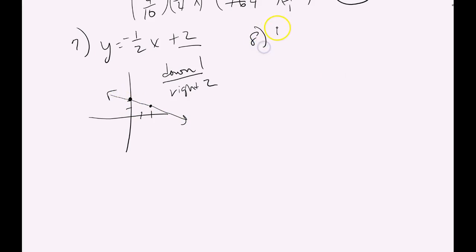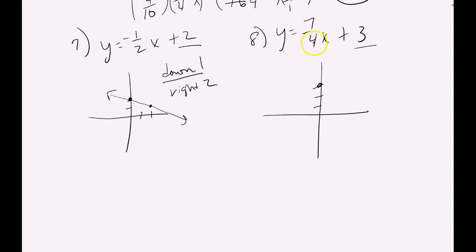Number 8, also already in the correct form. That form is called slope-intercept form. So we started our intercept, and this one is up 7, right 4. Ugh. Up 7, right 4. Now here's another little trick. If you don't actually want to go up 7 and right 4 because you've run out of room or something, you can go the opposite way, which is down 7, left 4. So as long as you switch both of those words, that's also legal.